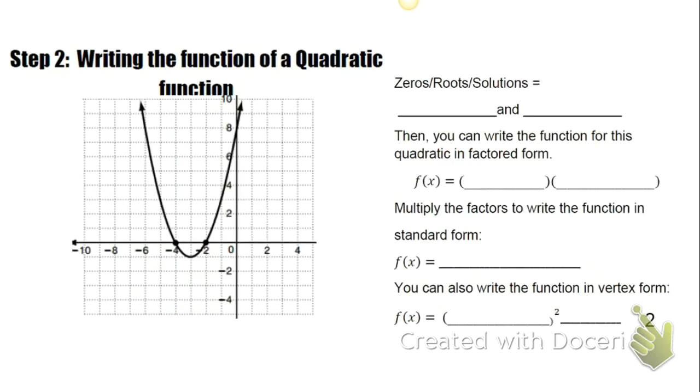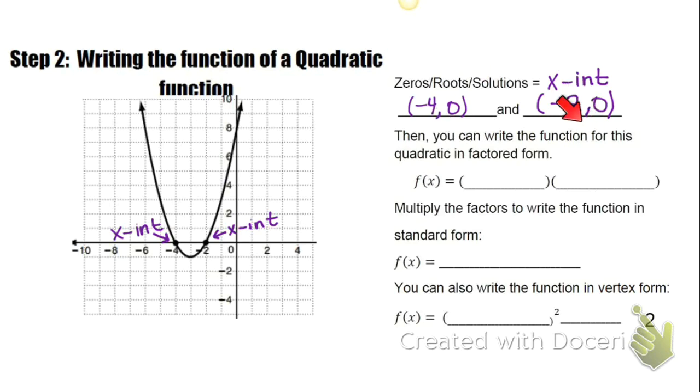Step 2, writing the function of a quadratic function. Now, this is the same parabola as in step 1. First we need to find the zeros, roots, and solutions, which remember just means x-intercept. We already found those. The first x-intercept is -4, 0, and then the second one is -2, 0. That means that we have two solutions. Our x-intercepts are going to help us write a function. So once we have our solutions, we can go ahead and write a function in factored form.